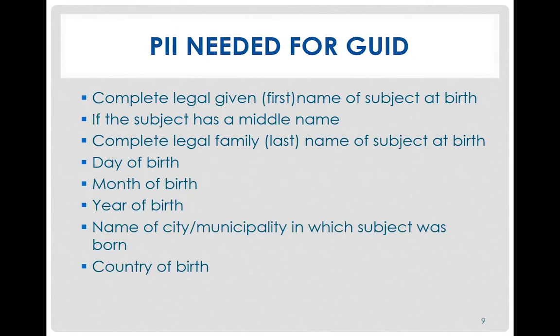PII needed for GUID. There are 8 pieces of information needed to generate a GUID. Number 1, the complete legal given first name of the subject at birth. Number 2, if the subject has a middle name. Number 3, the complete legal family last name of the subject at birth.